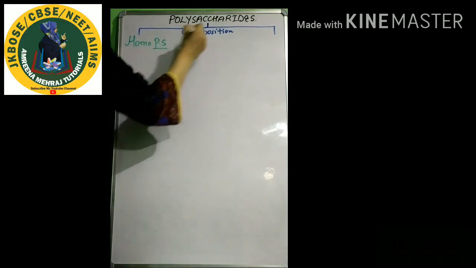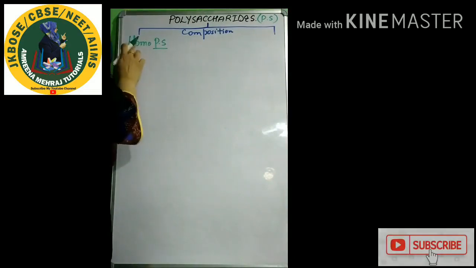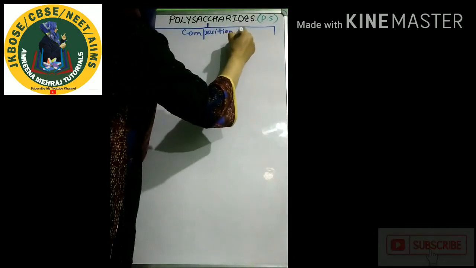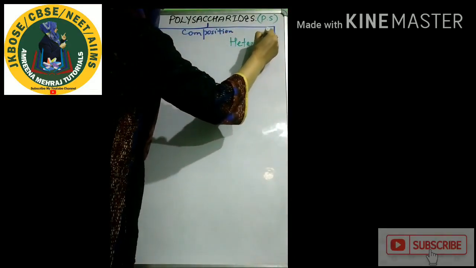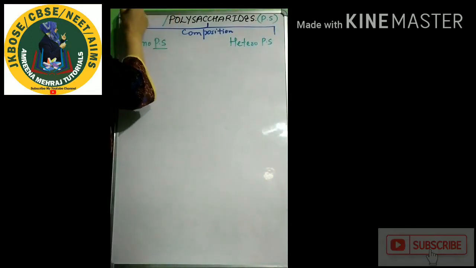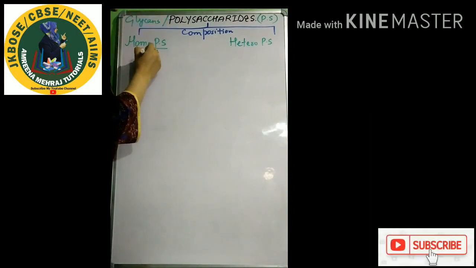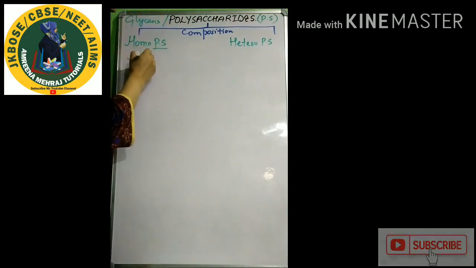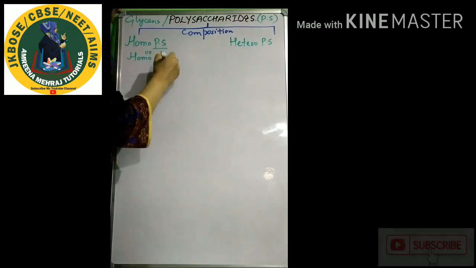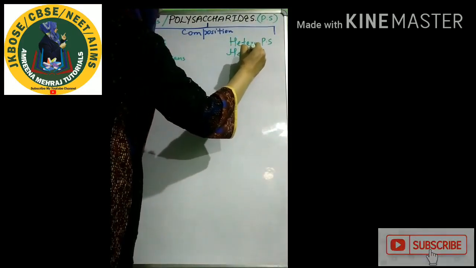Homopolysaccharides. PS is the term I'm using as an abbreviation for polysaccharides. There are homopolysaccharides, and another type is heteropolysaccharides. Now, you know polysaccharides are also called what? Glycans, isn't it? So can we call these homoglycans? Yes, we can. So these are also called homoglycans and these are also called heteroglycans.